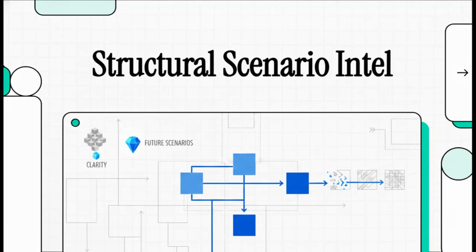Welcome to This Explainer. Today, we're going to act as your strategic guide to navigating uncertainty. We'll be looking at a really fascinating framework offered by CreationUnified.com. It's called the Structured Scenario Intelligence Service, or SIS for short.